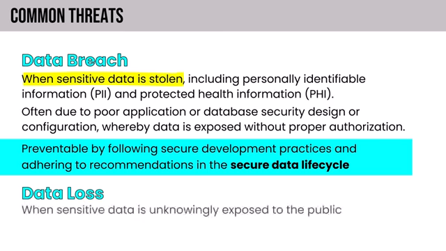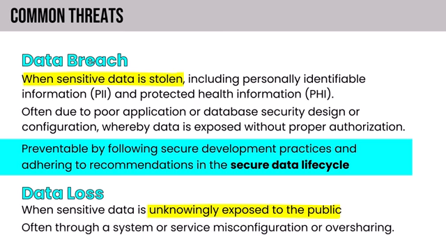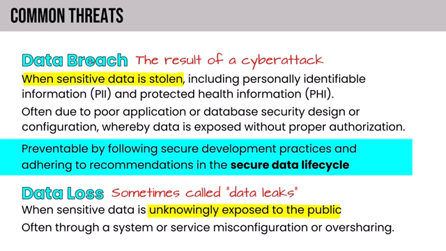And then there's data loss, when sensitive data is unknowingly exposed to the public. This is often through a system or service misconfiguration or oversharing. We'd see this commonly in the early days of cloud with Amazon S3 storage buckets that were not secured by default, exposing data unexpectedly. But a data breach is typically the result of a cyber attack. Data loss is sometimes called a data leak.